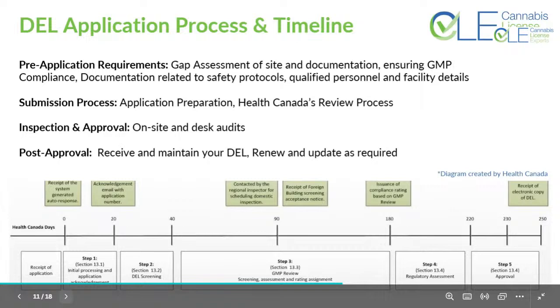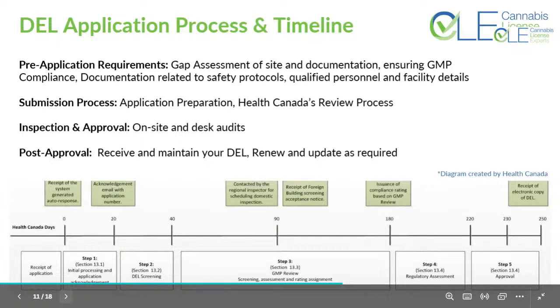You are responsible for maintaining that DEL and renewing and updating with Health Canada as required throughout your period. When it comes to renewals, you will not have an inspection every single year. Typically, they happen every 3 to 4 years, unless there's a triggering event, and then you will be notified that they're coming in to say hi and take a walk around.